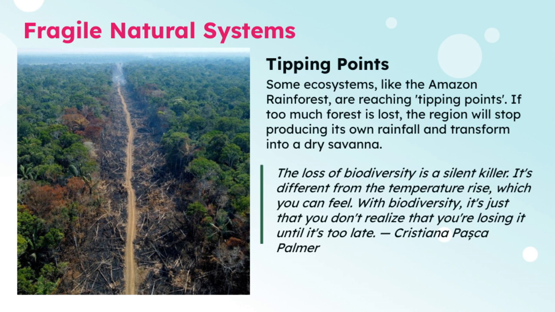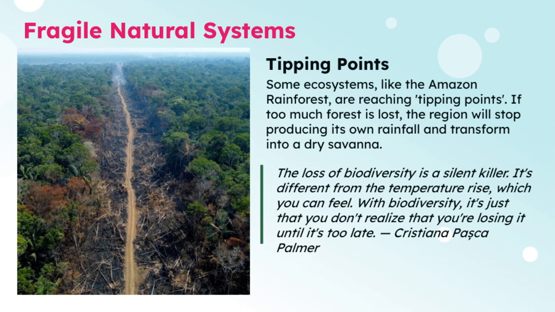The Amazon helps create its own rainfall through evapotranspiration. Trees release water vapor into the atmosphere, which helps maintain rainfall across the region. But if too much forest is lost through deforestation, drought, and climate change, the system may begin to fail. At a certain point, parts of the rainforest could shift towards a drier savanna-like ecosystem. This would mean huge biodiversity loss, reduced carbon storage, and major impacts on rainfall patterns.